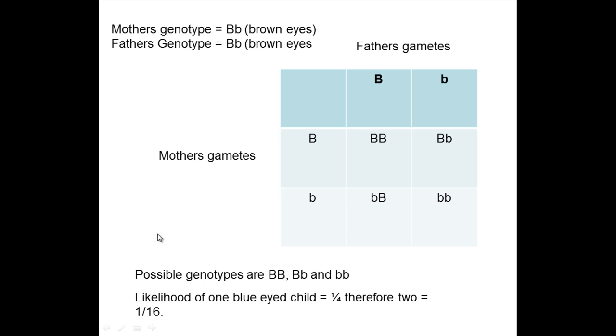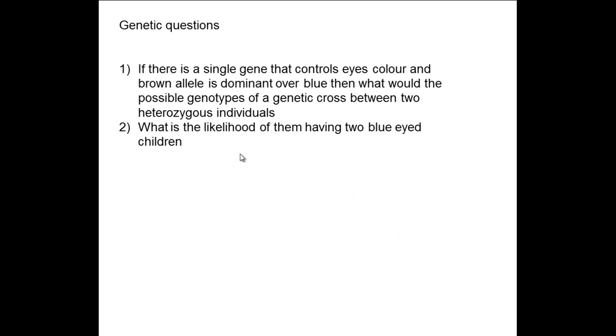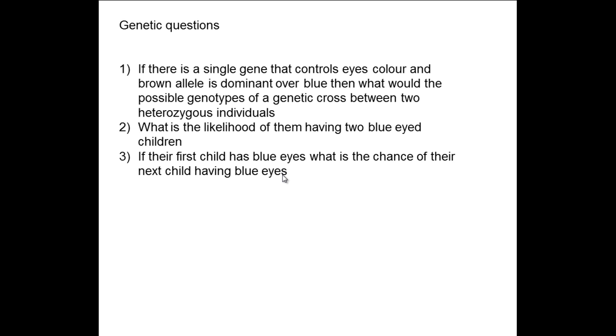Now you can either express this as a fraction, or you could put it as a decimal. So 1 in 16 is 0.0625. Now they could change the question somewhat for the second part. The second part of the question asks, what's the likelihood of them having two blue-eyed children? They could change this question subtly by asking this: if their first child has blue eyes, what is the chance of their next child having blue eyes?